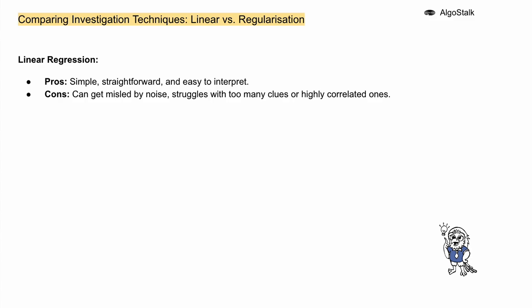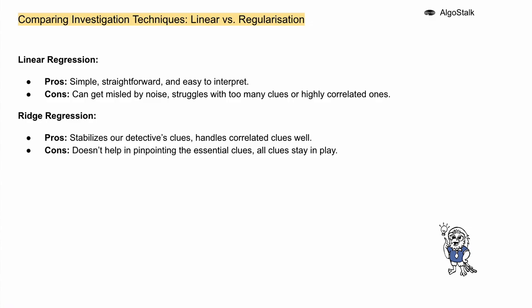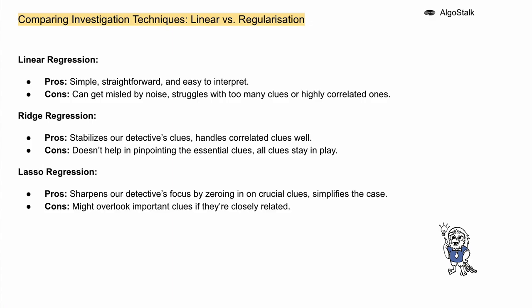Linear regression is simple, straightforward, and easy to interpret, but can get misled by noise, struggles with too many clues, or highly correlated ones. Ridge regression, though, stabilizes our detective's clues and handles correlated clues well, but it doesn't help in pinpointing the essential clues. All clues stay in play.